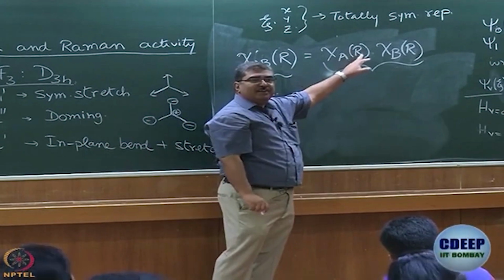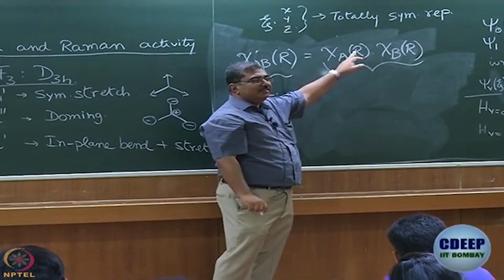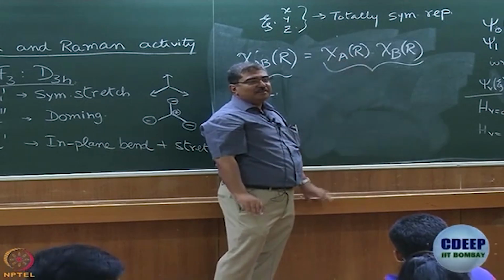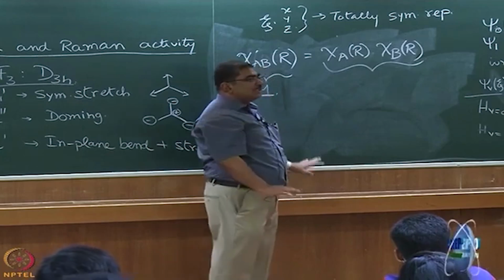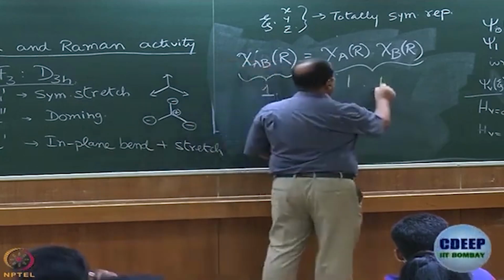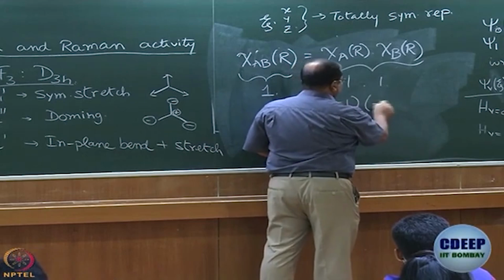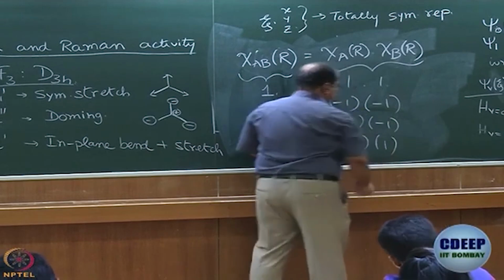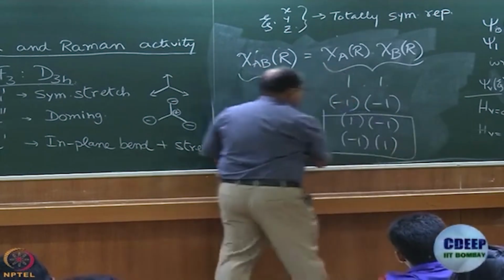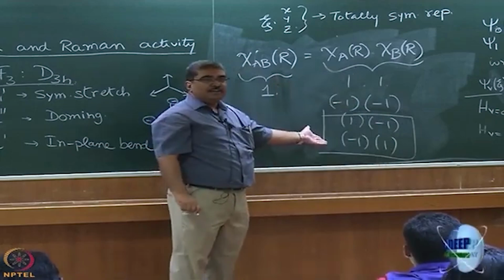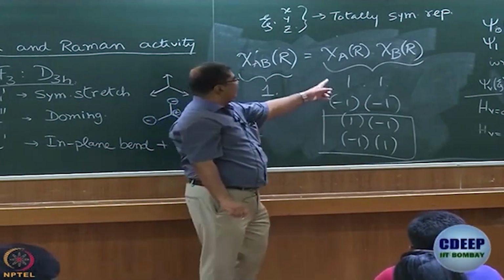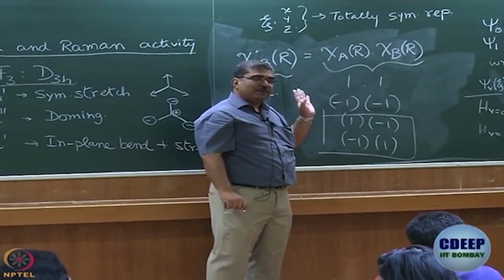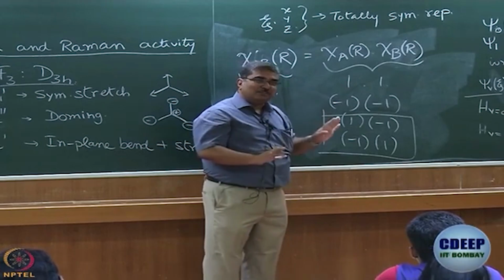Now, we are working with one dimensional representation. So, chi A of R, what are the possible values? +1 or -1? What about chi B of R? +1 or -1? Right. So, what are the possible combinations? 1 1, minus 1 minus 1, 1 minus 1, minus 1 1. In these two cases, of course, the product is not plus 1. For the product to be plus 1, both the characters have to be plus 1 or both characters have to be minus 1. Okay? Are we clear so far?